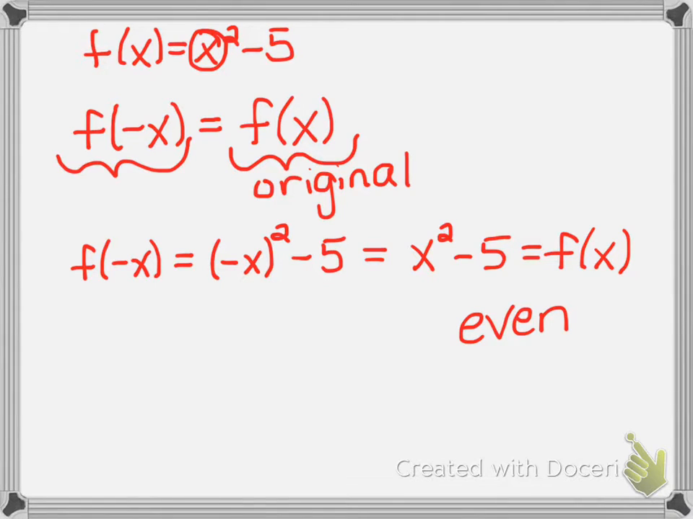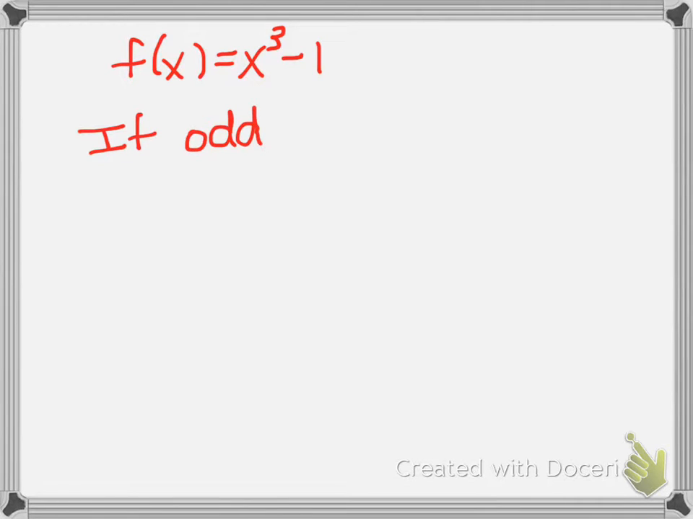Okay? The next one was x cubed minus 3. Or x cubed minus 1, I'm sorry. And so a lot of people, like I said, make the conjecture that they think it's odd. So let's see if we can prove that. If odd, then when you plug -x into the equation, you should get the opposite of the original equation.